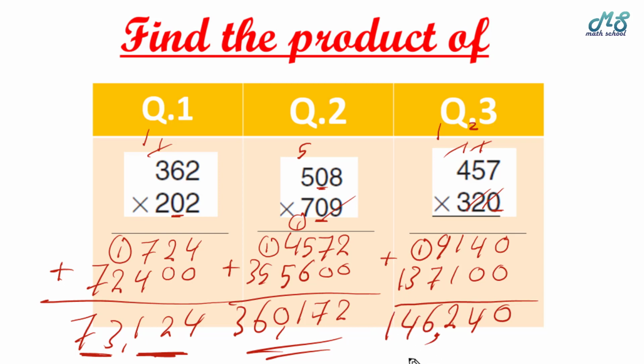Now the product is 14,624 (146 to 140). But pay attention, if we have 0 in ones place, we can multiply 457 by 32. Finally, don't forget to insert 0 in ones place. This is the second way to find the product of 457 times 32 in a fast way.